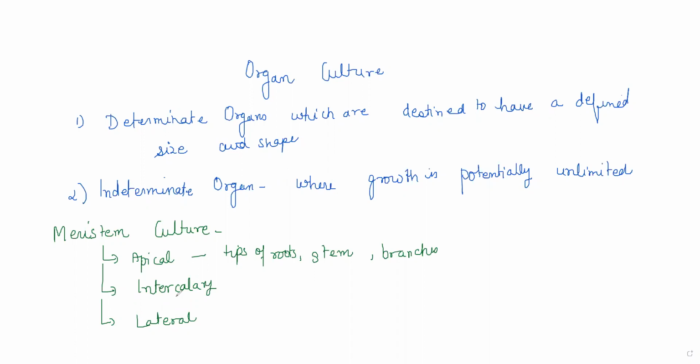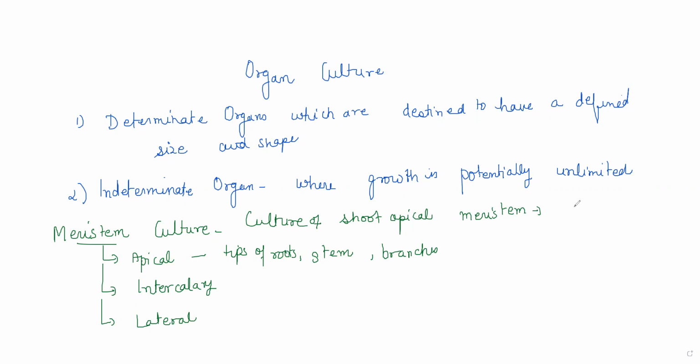Usually, if you culture the apical meristem, particularly of the shoot apical meristem, it is called a meristem culture. Meristem culture is particularly the culture of shoot apical meristem. This is called meristem culture.